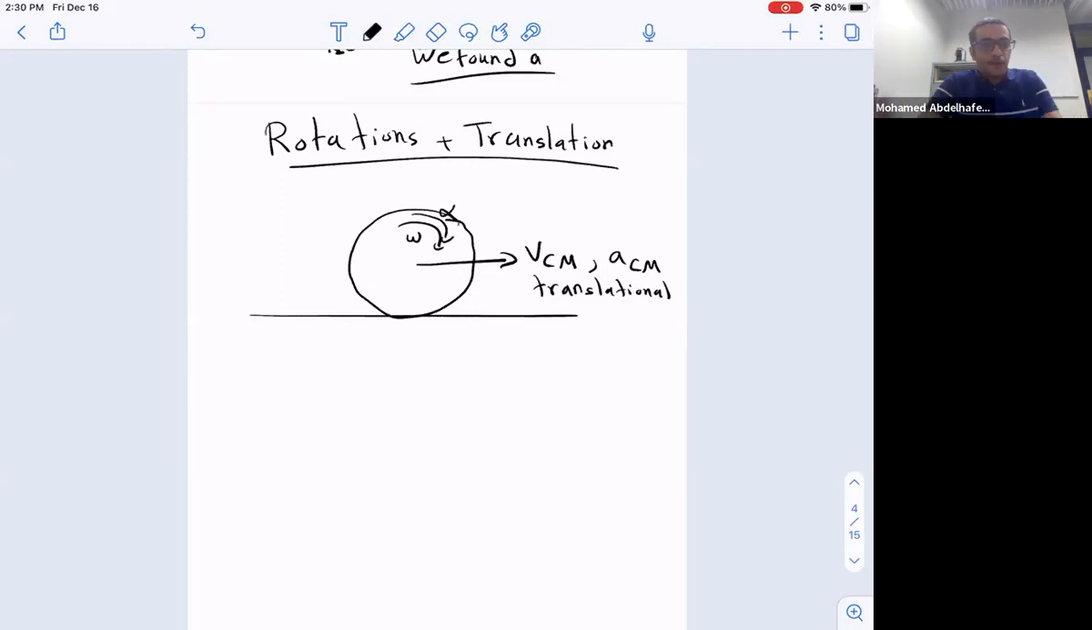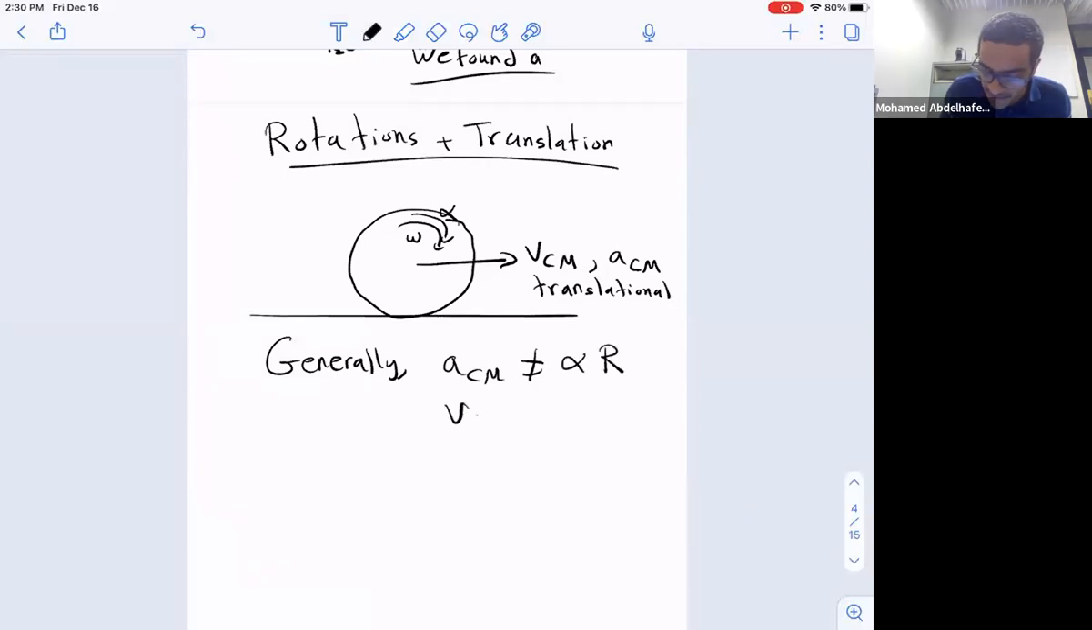The important thing to realize is the following. Generally speaking, there is nothing relating omega to VCM and alpha to ACM. These are two separate ideas. Let me write it here. Generally, the object can go in any kind of motion. ACM doesn't have to be alpha R, for example. VCM doesn't have to be omega R. You can translate in any way and rotate in any different way.